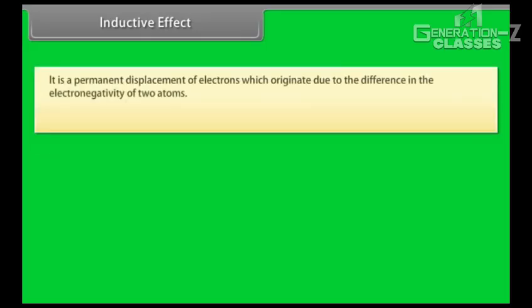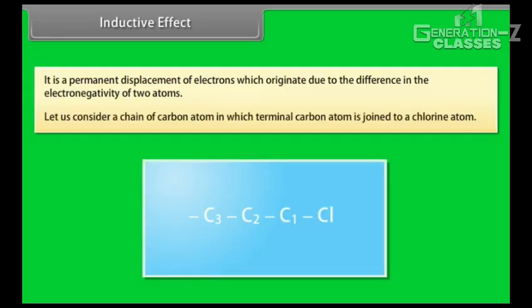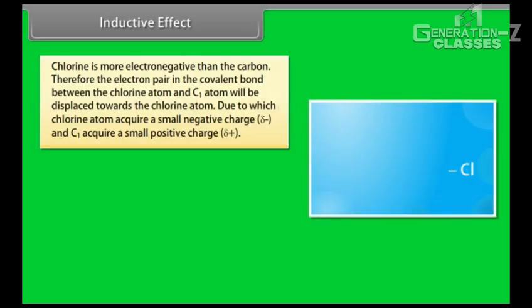Inductive effect. It is a permanent displacement of electrons which originates due to the difference in the electronegativity of the two atoms. Let us consider a chain of carbon atoms in which the terminal carbon atom is joined to a chlorine atom. Chlorine is more electronegative than the carbon. Therefore, the electron pair in the covalent bond between the chlorine atom and C1 atom will be displaced towards the chlorine atom, due to which chlorine atom acquires a small negative charge and C1 acquires a small positive charge.